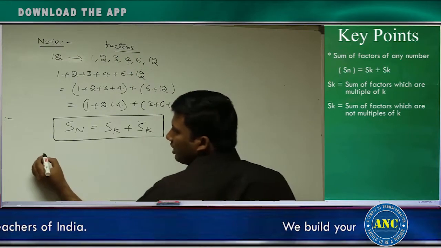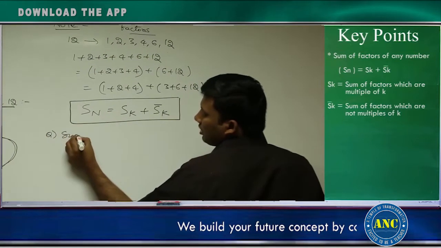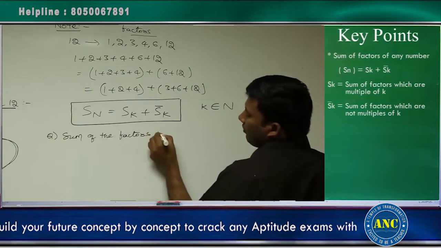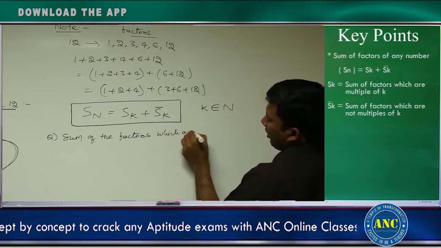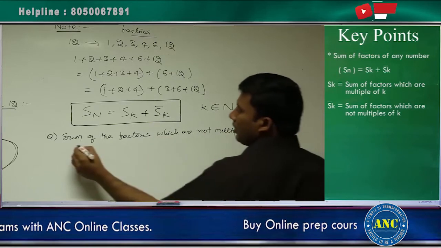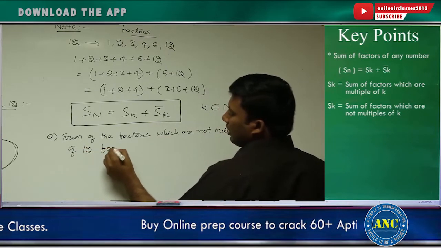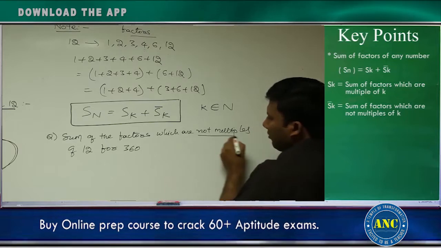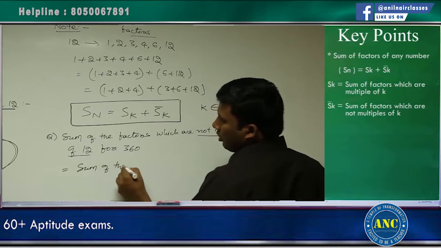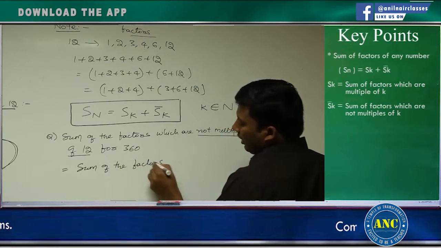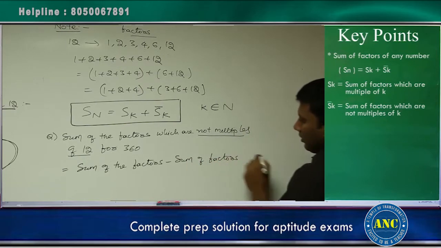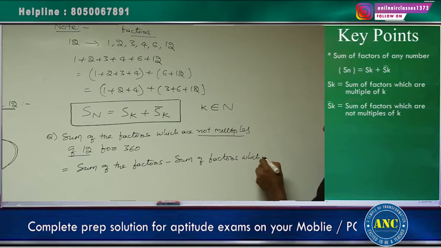That means, first see the application. Suppose if the question is sum of the factors which are not multiples of 12 for 360. If it is given not multiples of 12, not multiples will be total sum of the factors minus sum of the factors which are multiples of 12.